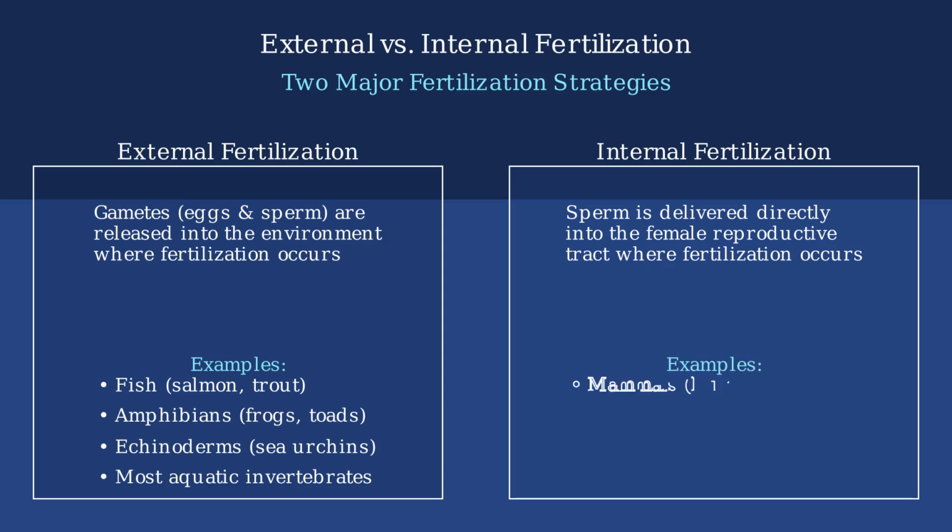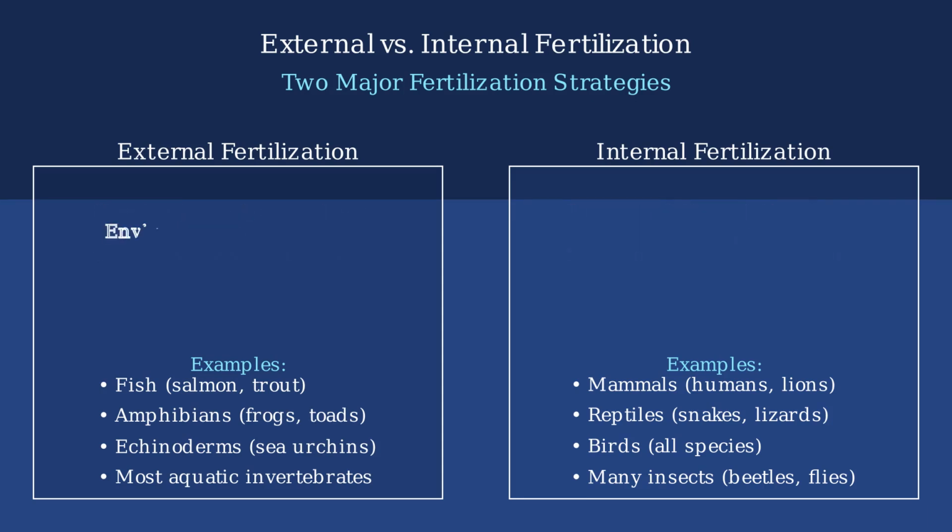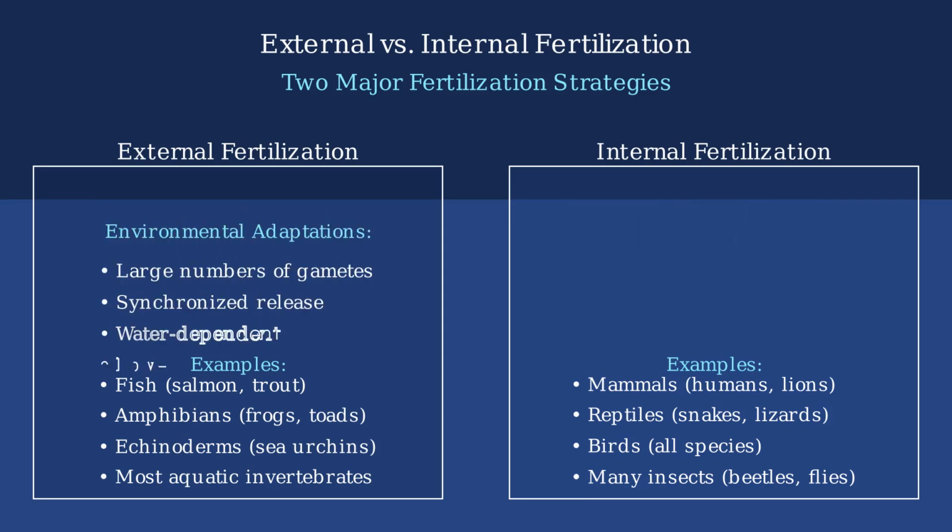Internal fertilization is found in mammals, reptiles, birds, and many insects. These animals have evolved specialized reproductive organs and behaviors for this strategy. Animals with external fertilization have adapted by producing large numbers of gametes and synchronizing their release. This strategy is highly dependent on water and generally involves lower parental investment.